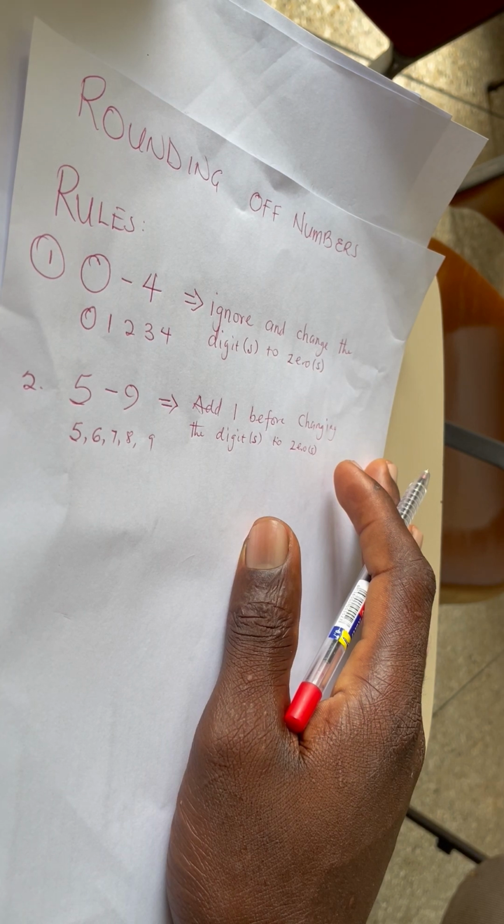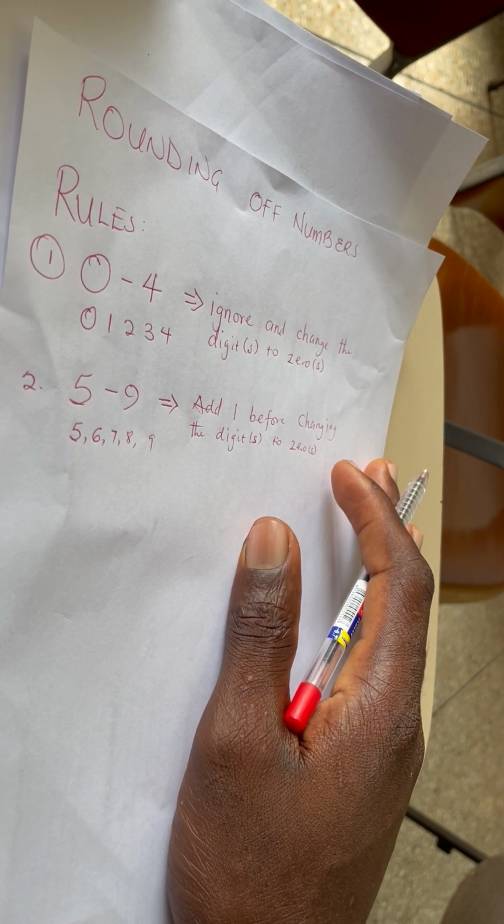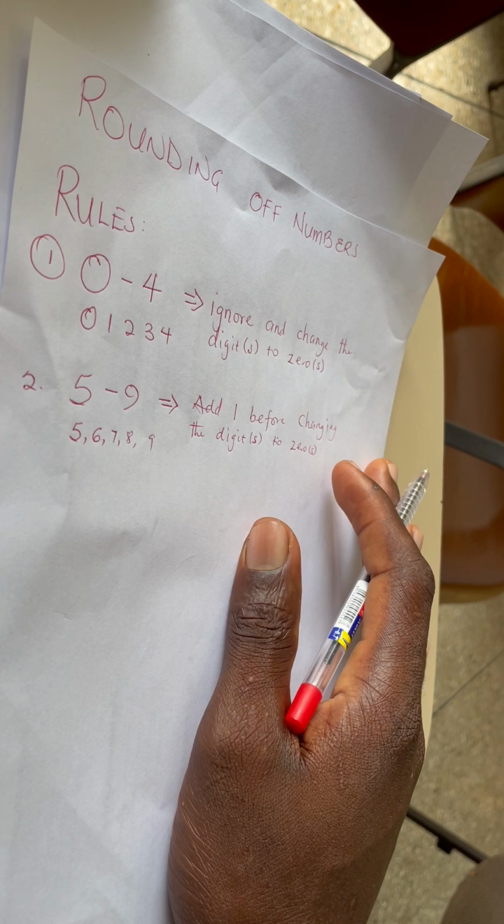Today we are looking at rounding off numbers. Rounding off numbers is basically giving a number a new value. There are various ways that you round numbers. You can round numbers down, you can round numbers up, you can round numbers off. But we are considering rounding off numbers. To round off a number, it follows two rules.